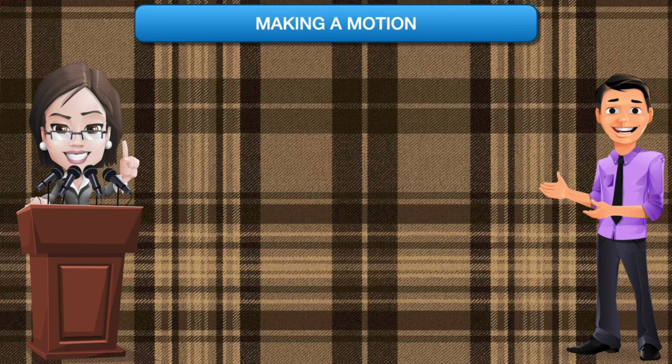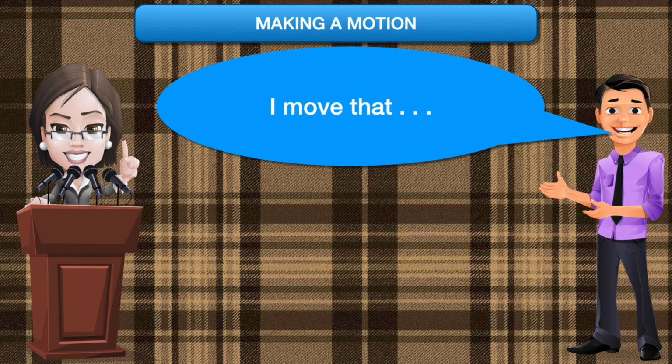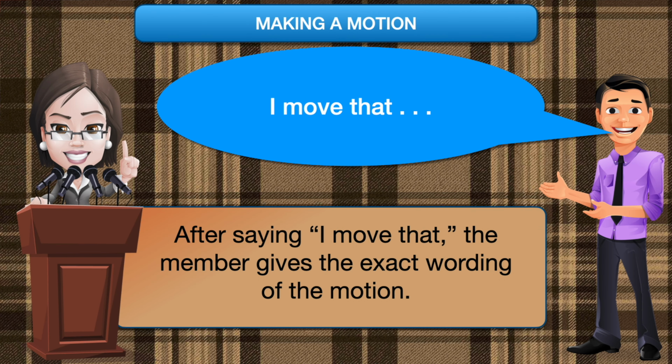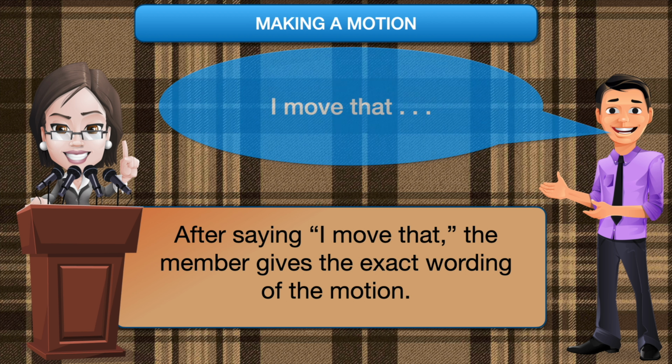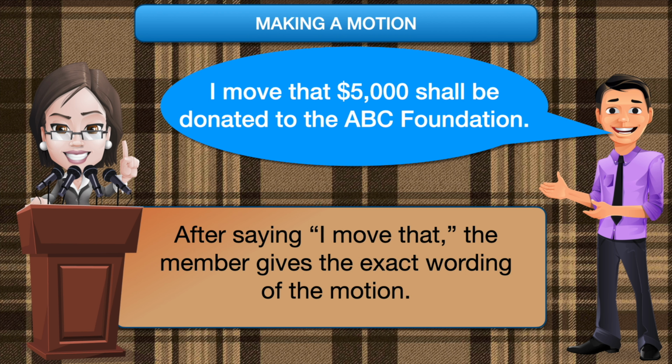So let's take a look at how a motion is actually made in a meeting. A member simply starts by saying, I move that. These are 3 magical words in parliamentary law because they let the chair know, they let the secretary know, and they let knowledgeable members know that a motion is being made. Because after saying, I move that, the member gives the exact wording of the motion. For example, the member might say, I move that $5,000 shall be donated to the ABC Foundation.